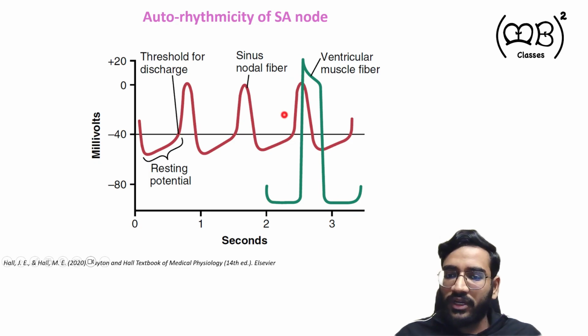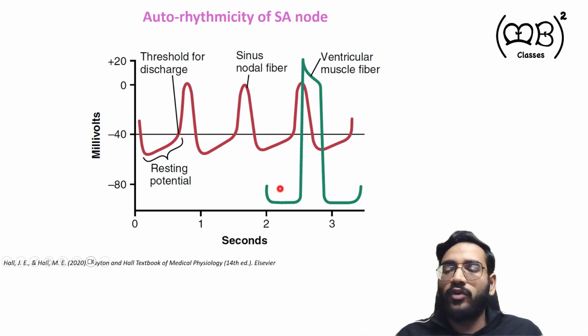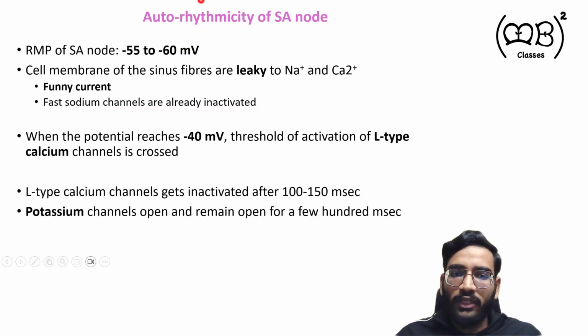Because of the SA node generation, after that SA nodal action potential is transmitted to the ventricular muscle fiber, the ventricular muscle fiber will also generate an action potential which will look something like that. The resting membrane potential would be about minus 85 millivolts. So in SA node, the RMP, resting membrane potential, would be minus 55 to minus 60.